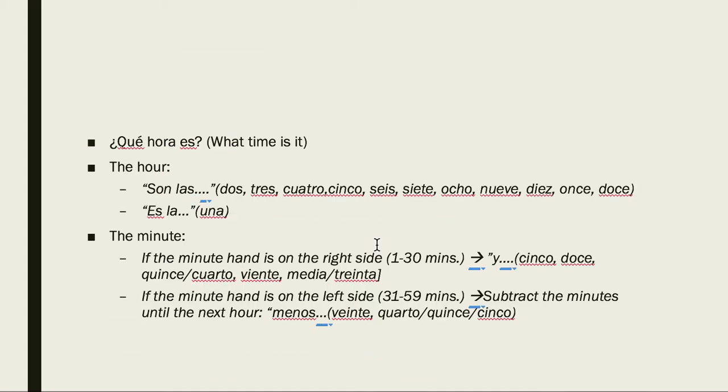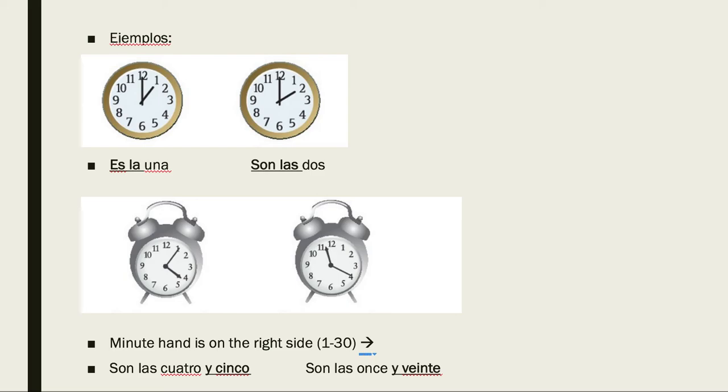For the minute, we can divide it into two sections, two ways to express it. One is if the minute hand is on the right side of the clock, or for minutes 1 to 30, and the other is if the minute hand is on the left side of the clock, or for minutes 31 to 59. And it'll be easier to understand this with examples, so we'll go forward with that.